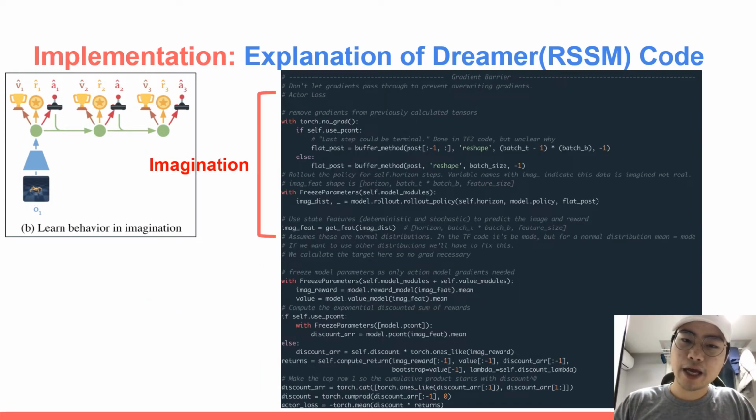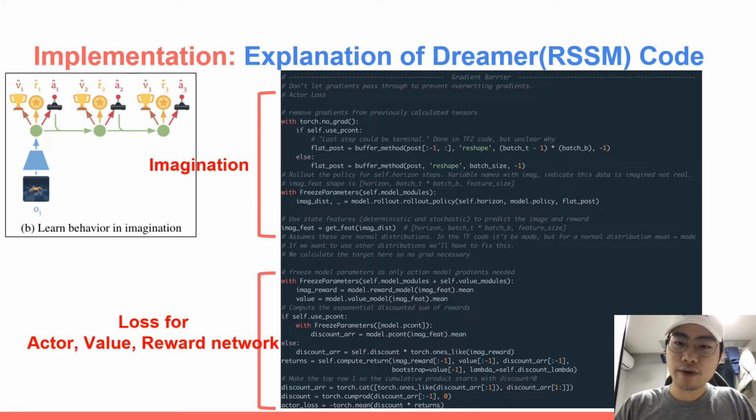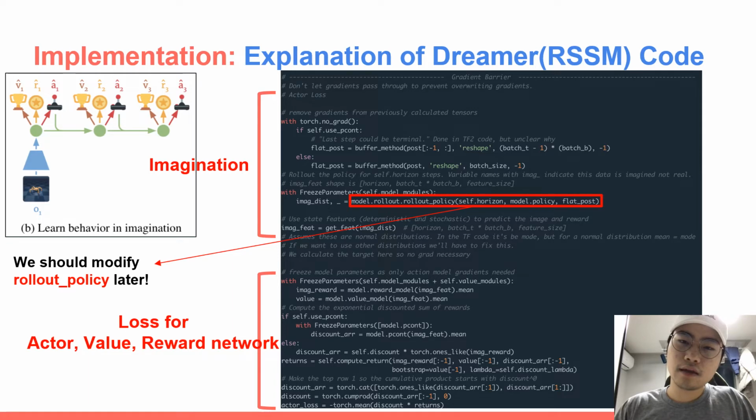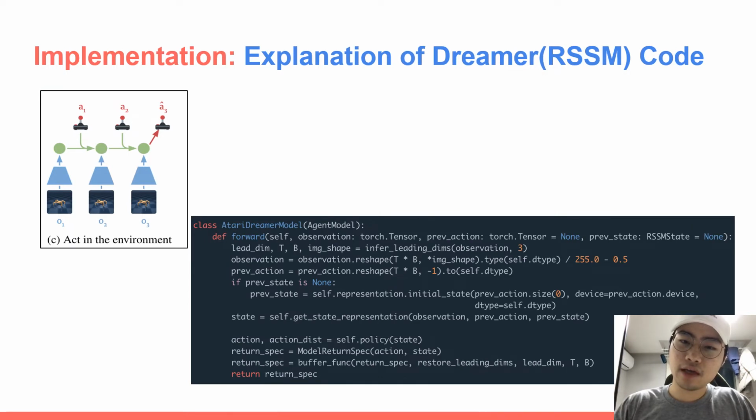Next, by using the above posterior distribution, imagination is conducted. Then actor, value, and reward networks are trained by using the features of imagination. Again, later, we should modify the lower policy function, which conducts imagination. Finally, this is the part where environmental interaction happens.